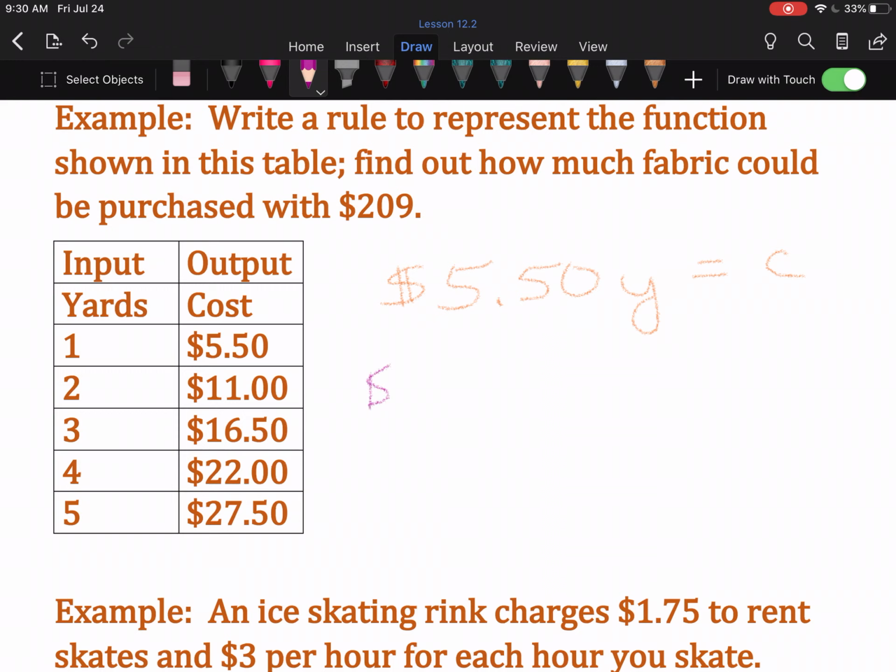Find out how much fabric you could buy with $209. So that's asking us to take our equation that we've just written and say, okay, instead of c being cost, we know we have $209 to spend. What type of an equation is this, guys? Multiplication. 5.50y is multiplication. So we solve multiplication by dividing.